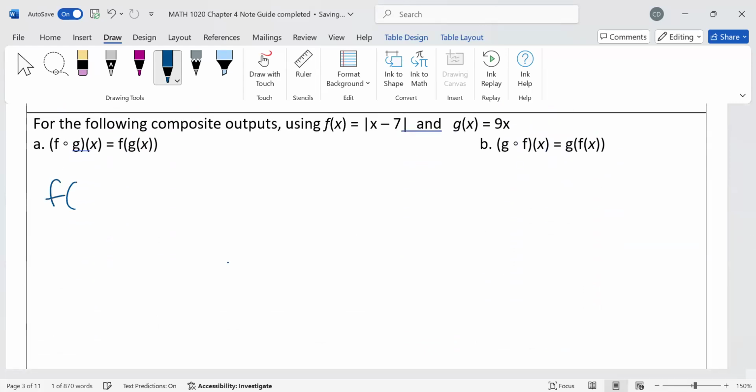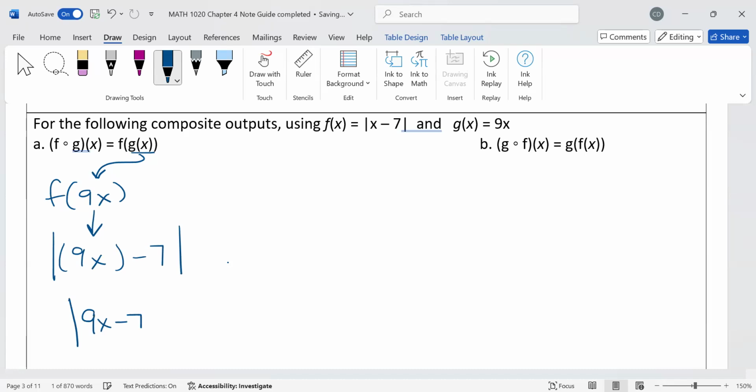So we need to find f of g, which is 9x. All right, f with a big set of parentheses, wherever there's an x. But instead of plugging in a number, I'm plugging in an expression. Again, there's nothing else you can do in here besides just drop parentheses. And we are done with that one.